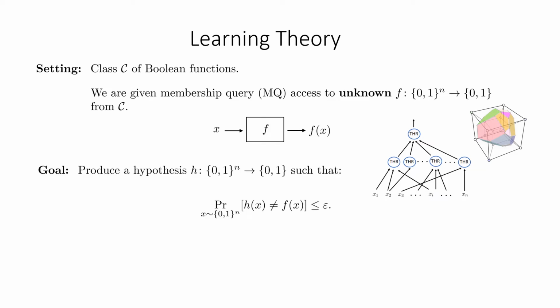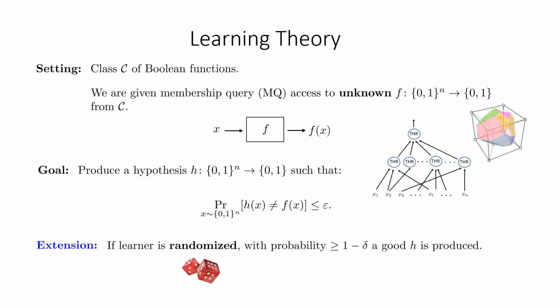And after it interacts with this function for a while, its goal is to produce a hypothesis H that provides a good approximation to the unknown function. By that, we mean that the probability, over a uniformly random point x, that h(x) is different from f(x), is at most epsilon. Epsilon is called the error parameter of the learning algorithm.